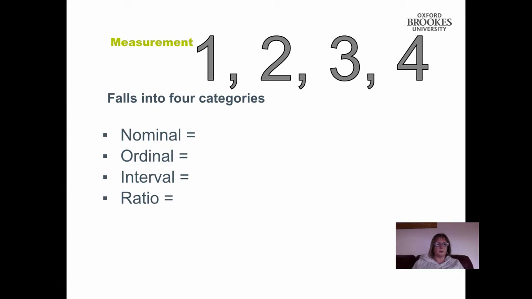An ordinal means that there's differences between numbers. So 2 is bigger than 1, 3 is bigger than 2, 4 is bigger than 1. An interval measure is that something might be twice as big as another number, or 3 times as big as a number, or 4 times as big as a number. Or a ratio measurement measures the differences or the proportions or the fractions.